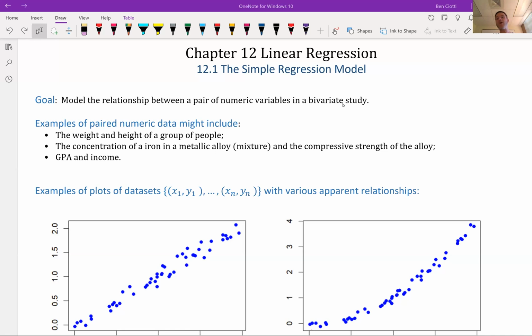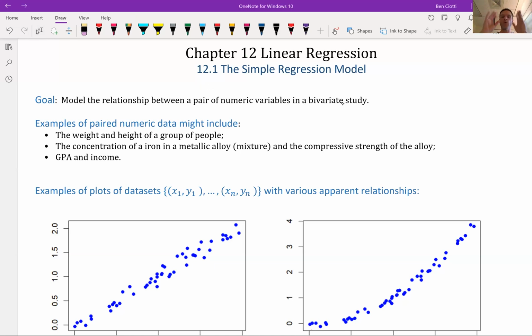This is on 12.1, the simple linear regression model. Chapter 12 is about linear regression, and we'll be covering a few sections in chapter 12: 12.1, 12.2, and briefly 12.5. And this lecture is on the first section, 12.1.